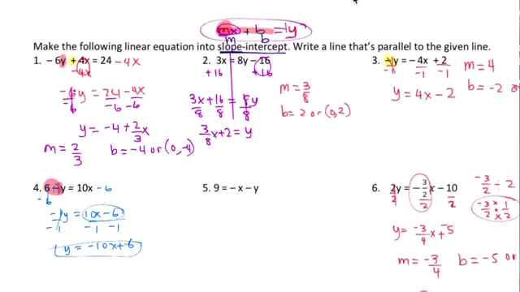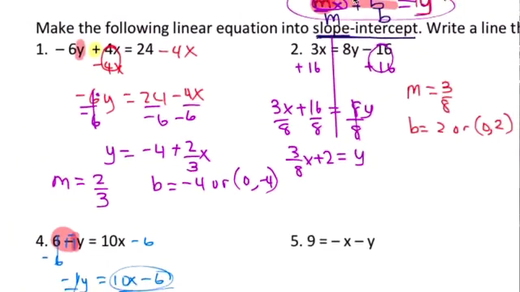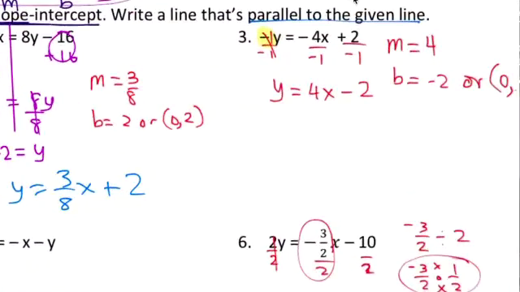Okay, and it says to write a line that's parallel to the given one. Oh, write a line that's parallel. That's what I forgot to do here. So y equals 2 over 3x minus 5. It's different. So this one here, y equals 3 over 8x plus 2. Or this one, y equals just 4x. That's a 0 there, so I can do that.